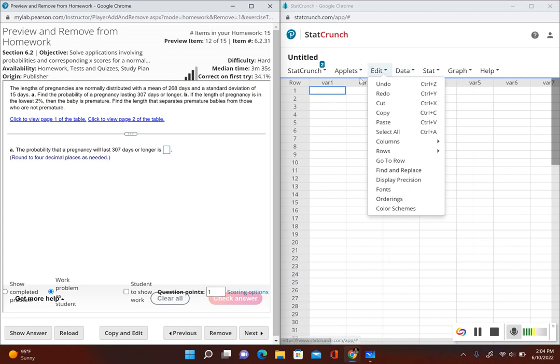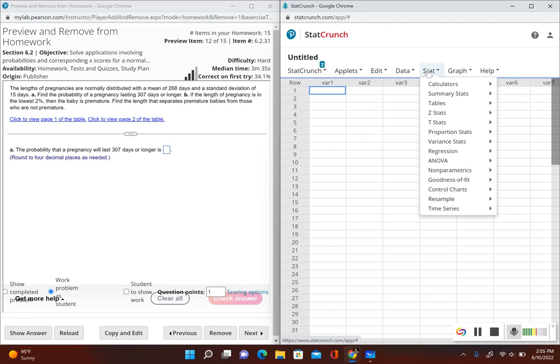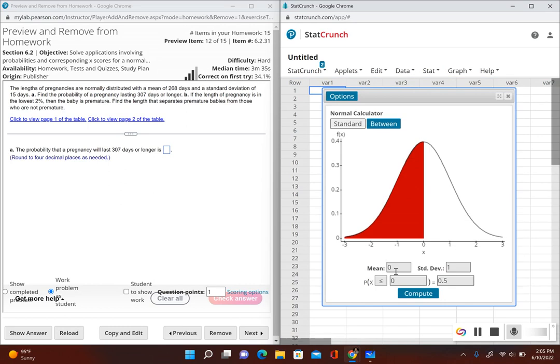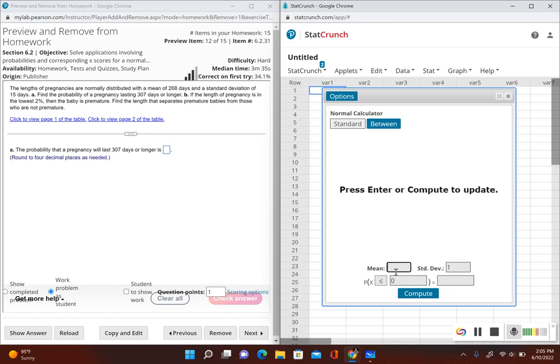So now with part A, I want to find the probability of a pregnancy lasting 307 days or longer. So we have a normal distribution here. So I'm going to go to Stat, Calculators, and then Normal. Now I'm going to go ahead and input the mean. So the mean says 268 days and a standard deviation of 15 days.